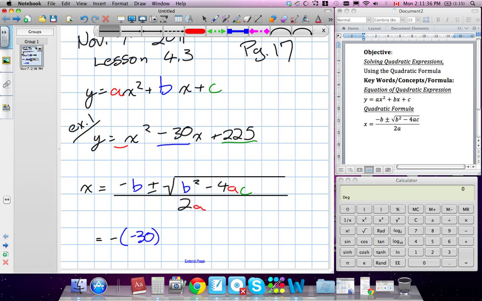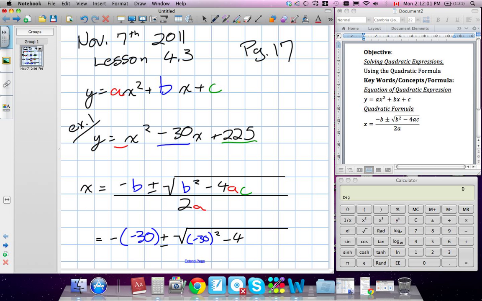Oops, I want that to be in black. Plus or minus the square root of b, which is our negative 30 again, squared, minus the number 4 times our a, which is 1, times our c, which is 225, divided by 2 times our a again, which is 1. So that's how you plug in all the numbers into this equation.